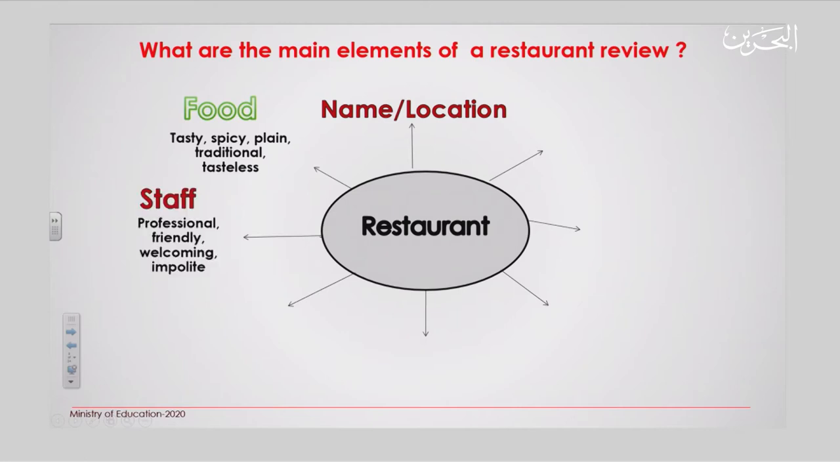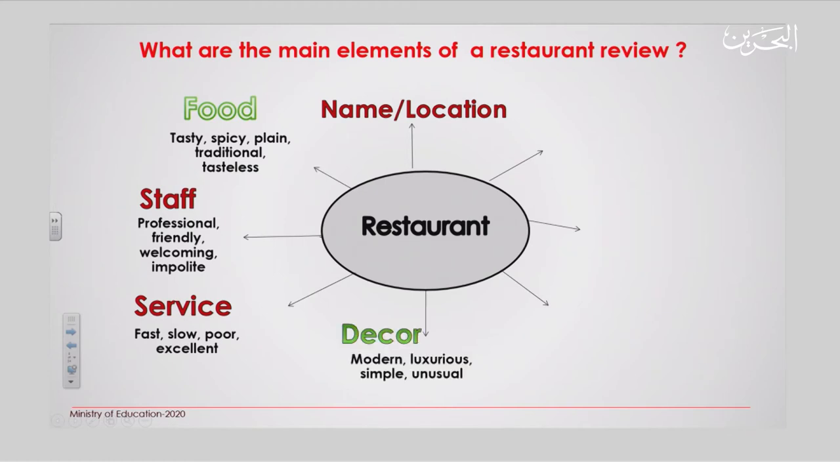The other thing is staff. Staff or the service. So we're talking about waiters and waitresses. Or staff. It could be professional, friendly, welcoming, and impolite. So this is a negative. This is something bad. So you don't want the staff to be impolite. You want them to be polite. Okay? Service, again, you are talking about the waiters and waitresses here. Here you are talking about it in general, okay? So fast, slow, poor, excellent.